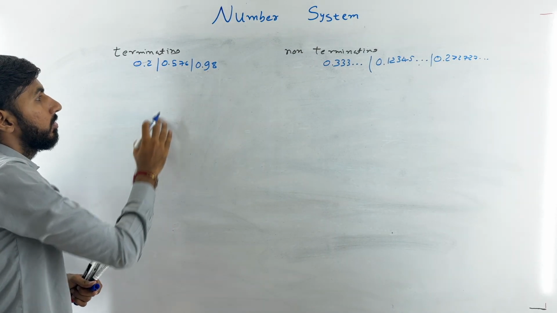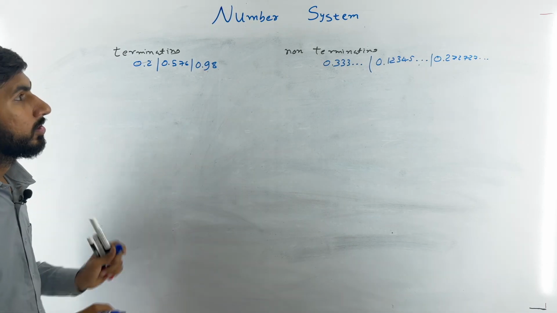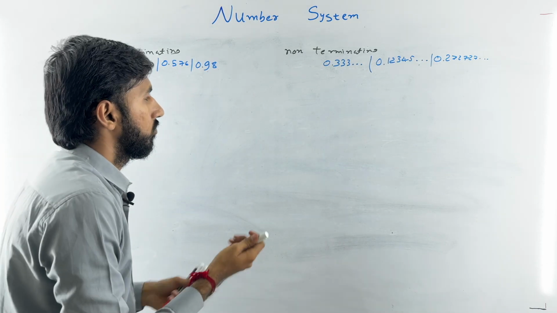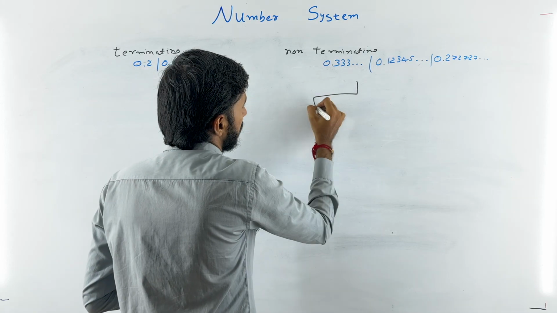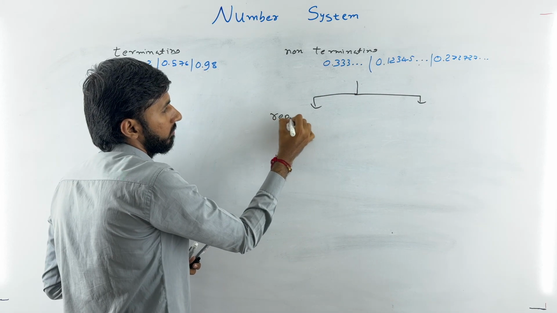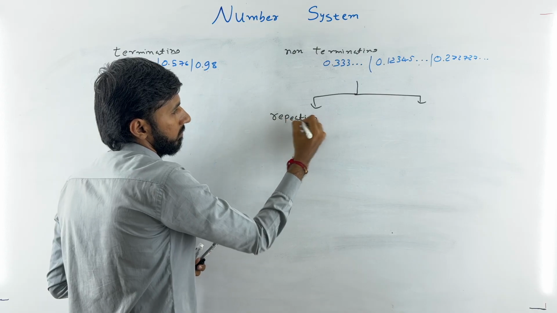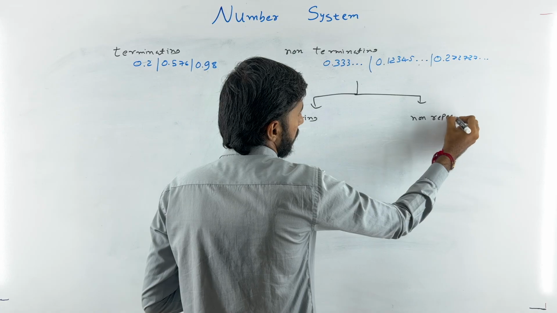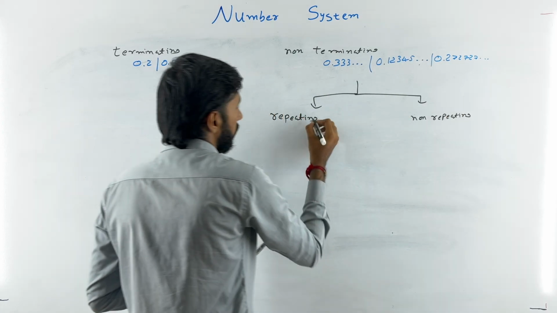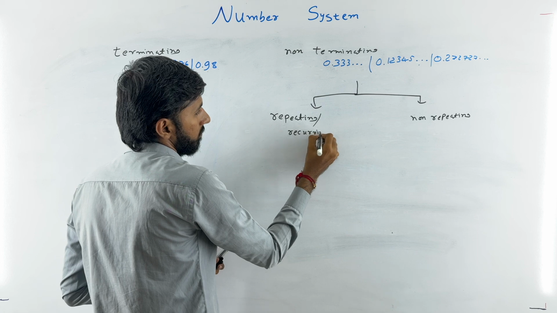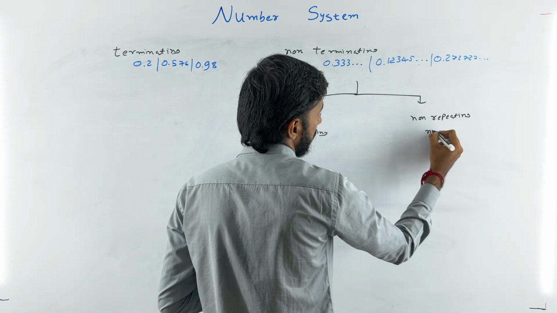Now, for the terminating number, we don't have any further parts. But for the non-terminating number, we have two parts. One is repeating, the other is non-repeating. Or you can simply write it as recurring or non-recurring.